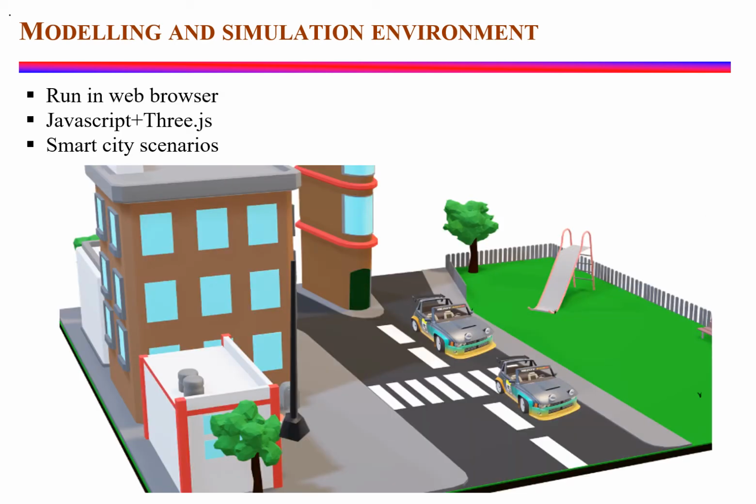For linear optimization, AMPL and CPLEX were used. The modeling and simulation environment is run in a web browser. It was implemented using JavaScript and Three.js library for 3D graphics. As you can see in this picture, it mainly aims smart city scenarios. Here, the autonomous vehicles represent service consumers, while the antenna represents a service provider.